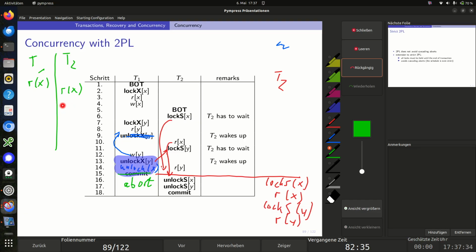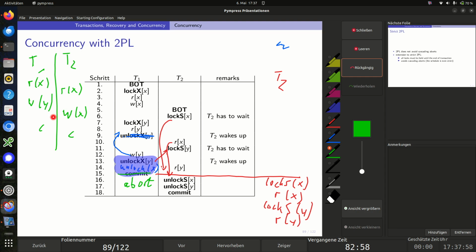We can have, of course, a write of another, but here we need a shared lock, and we could have, for example, here a write of y. Then we could here have a write of x, commit. And yes, this should be possible with strict 2PL, but it won't be serial.